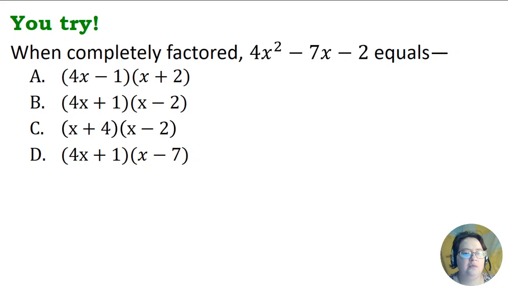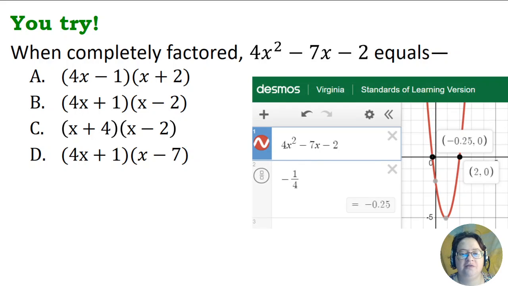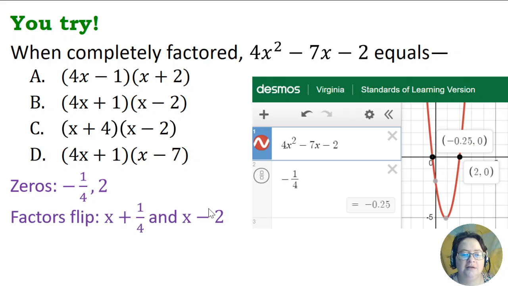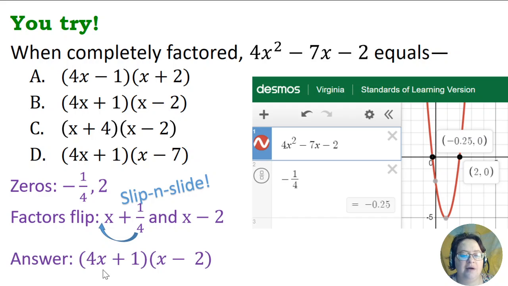All right, so when we put this expression into Desmos, we find that we have zeros of -1/4 and +2. So I'm going to write those out. Factors flip, x plus 1/4 and x minus 2. I can't leave the fraction there, so I slip and slide, and 4 slides in front of x. And I write out my factors, 4x plus 1 in parentheses, x minus 2 in parentheses. And that matches up to answer choice B.